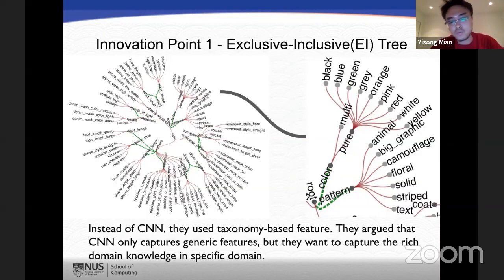And they use this EI tree model to extract features for all the fashion items, including both text and image. So one may ask, why don't you use a simple CNN to do such feature extraction? It's automatic. But the author argues that CNN can only capture generic features, but they want to capture rich domain knowledge in a specific domain. So let me give you one example. Say in the fashion domain, I want pants, right? The knowledge of pants has nothing to do with sleeves, right? Because pants are bottom clothes, but sleeves are for upper clothes.